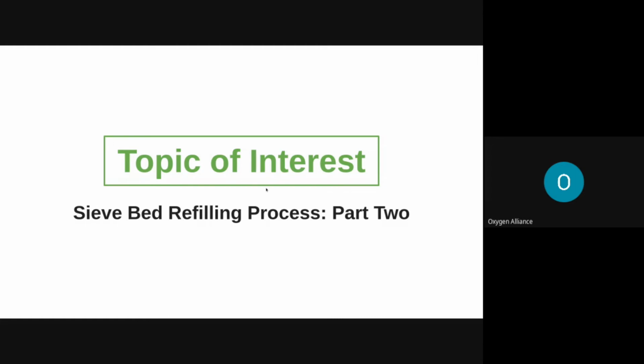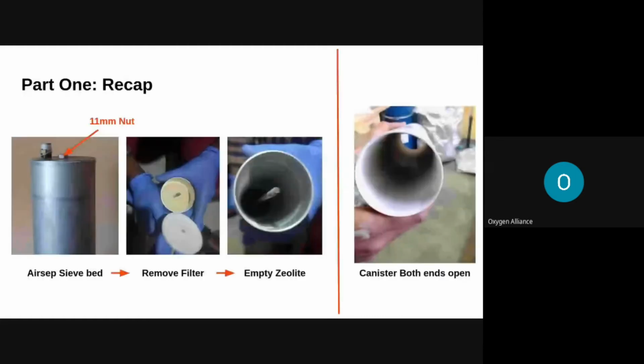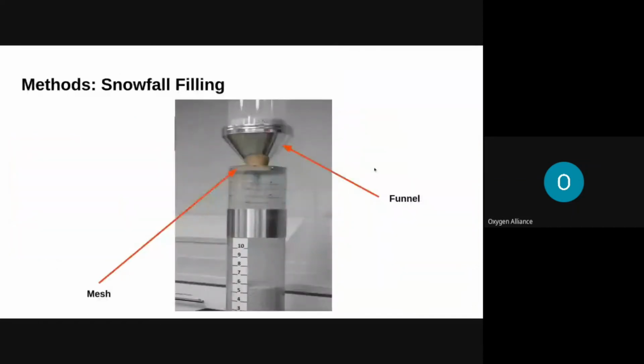The first one is the snowfall method. The first method is known as the snowfall filling method. Snowfall filling is a process, but you need to develop a tool. The snowfall tool is made up of a funnel and a mesh that allows the zeolite to pass through.